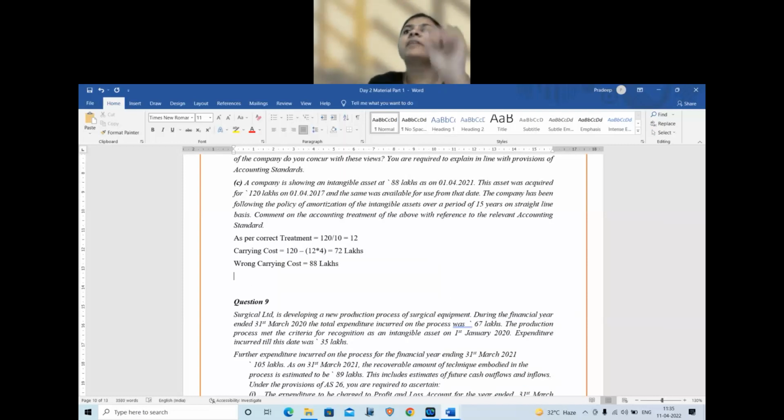Now, what will happen to this difference? This is an error committed in the past. So this will be adjusted along with the general reserve or opening reserves. Error in the past is adjusted along with the previous year reserves. So the difference of 88 minus 72, which is 16 lakhs, will be adjusted with general reserve or opening reserves, whichever is available. Opening P&L, whatever is available.